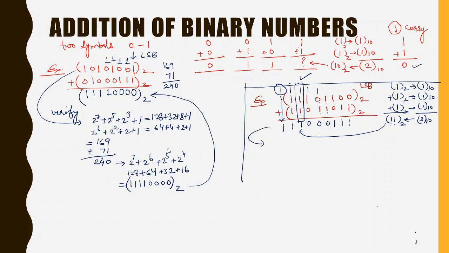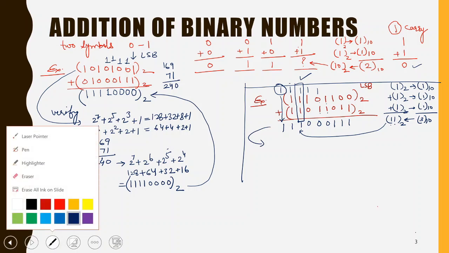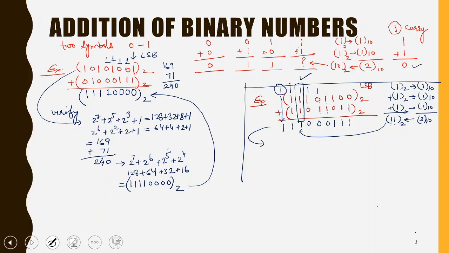So there is one more important thing we need to note: the addendums. Okay, what is addendum? The number which adds. Okay, so addendums were of 8 bits, right? Addendums were of 8 bits.